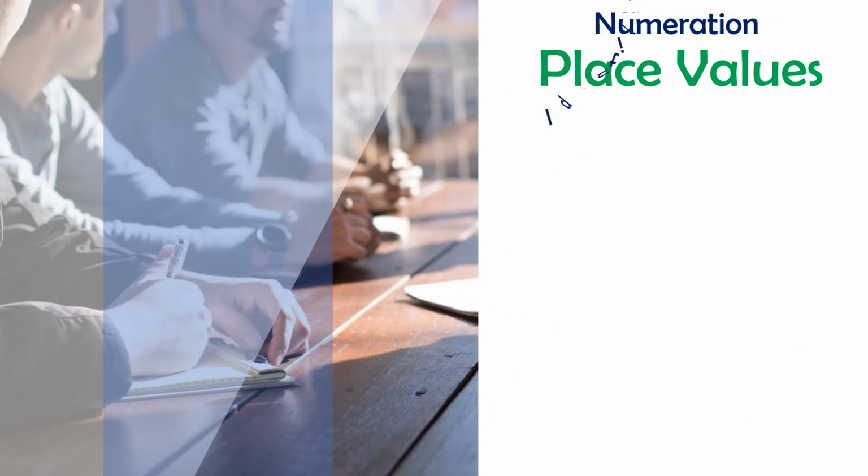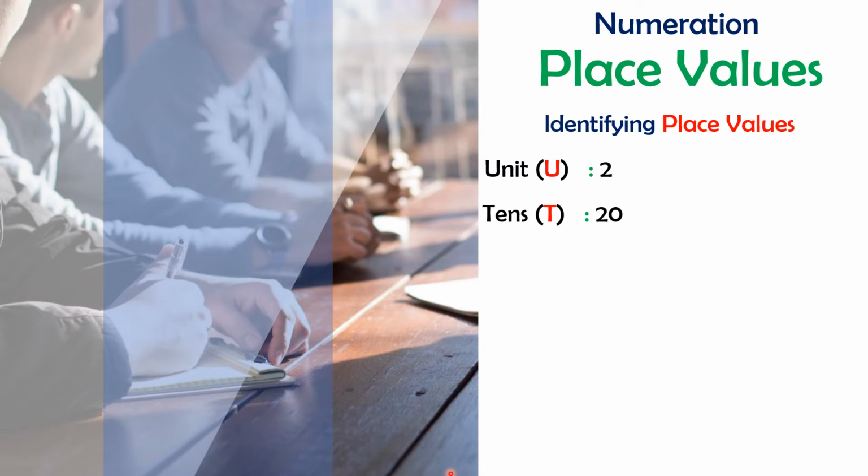Let's now look into identifying place values. The first place value we are going to identify here is unit. Unit simply means a one-digit number. Whenever a number appears once, that number simply means unit. Followed by tens. Tens means 2-digit numbers. Followed by hundreds. Hundreds means 3-digit numbers. If you count them, they are 3 digits.